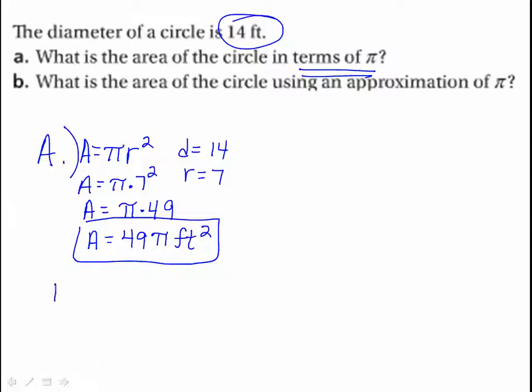In letter B, I'm asked to find the area using an approximation of pi. I've already done the rest of the work. Now I simply need to multiply 49 times pi using my calculator. And 49 times pi is approximately 153.93. If I round to the nearest tenth, as in the other problems, I will now have 153.9 square feet for my area.